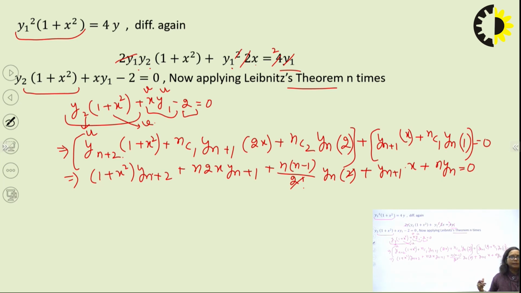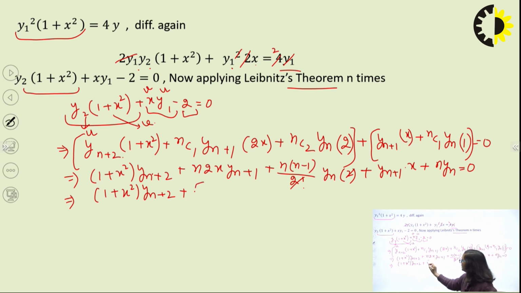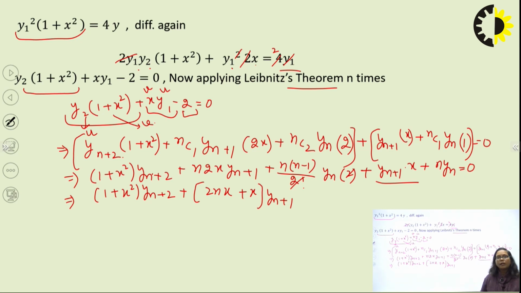After writing this, the last step is to just combine the coefficients of y_{n+2}, y_{n+1} and y_n. Looking at y_{n+2}, we have only a single term, so we get (1 + x²) y_{n+2}, plus. If we look at y_{n+1}, one is this term, 2nx, and one is this term, plus x into y_{n+1}. The last bracket is for the coefficient of y_n: this is n² − n, and this is also y_n plus n into y_n, equal to 0.